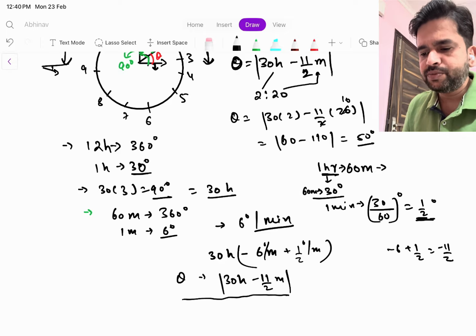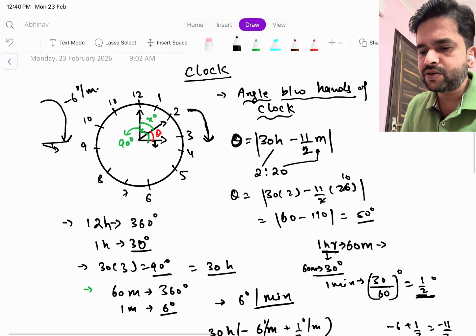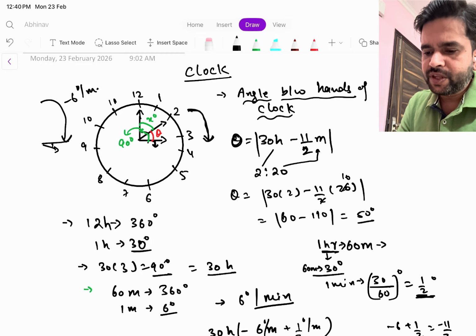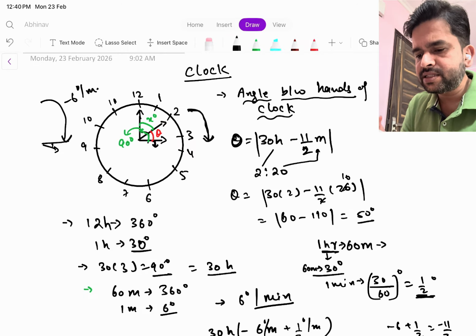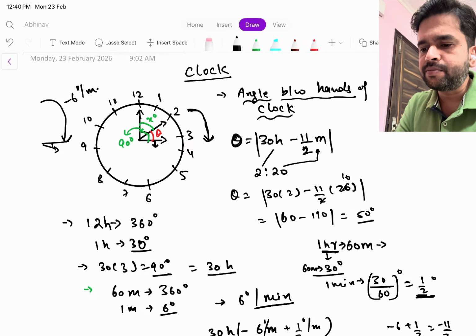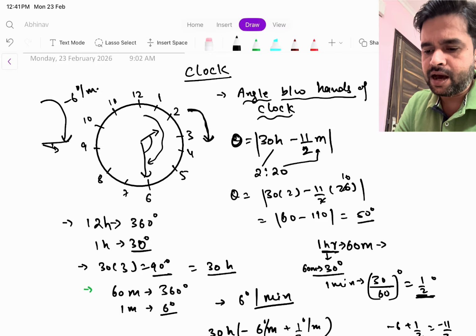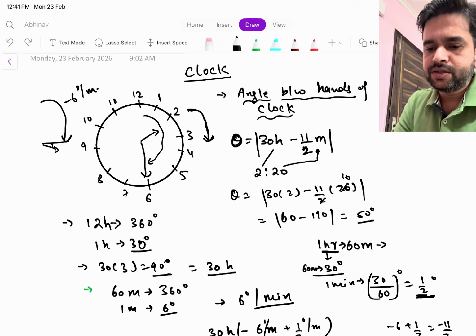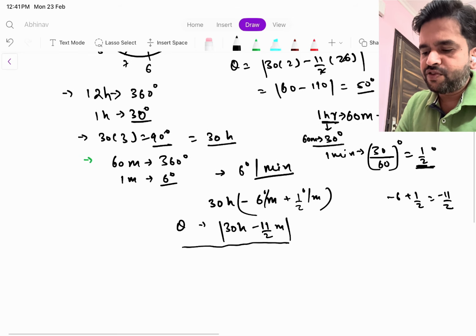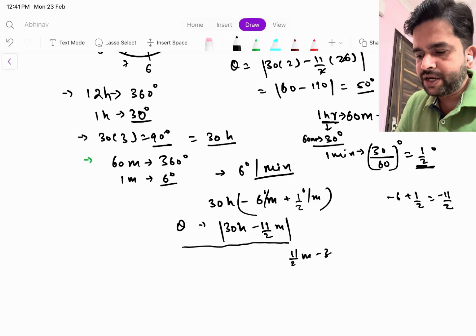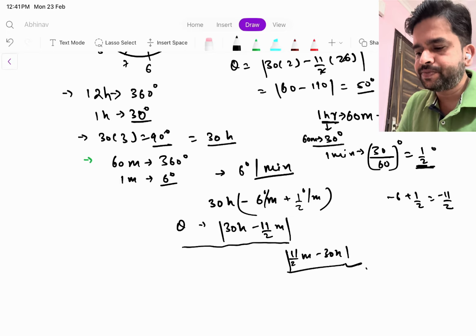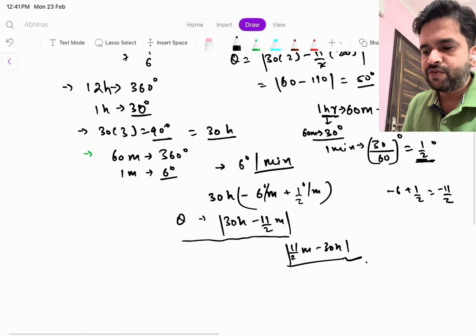We have put mod because angle can never be negative. But why angle comes out negative? Because in this scenario, in this diagram, the more angle was covered by our hour hand and less amount of angle was covered by minute hand. But what if there is a scenario like this where the minute hand has covered more angle and hour hand has covered less angle. So in this scenario my formula has to be 11 by 2m minus 30h. So that is the formula for angle between hands of clock.